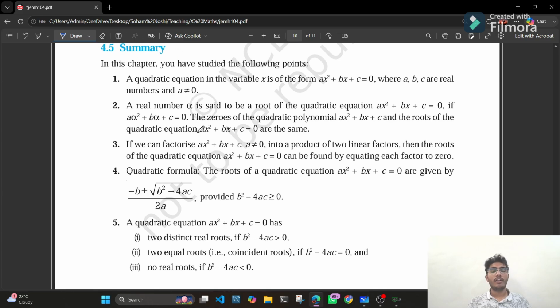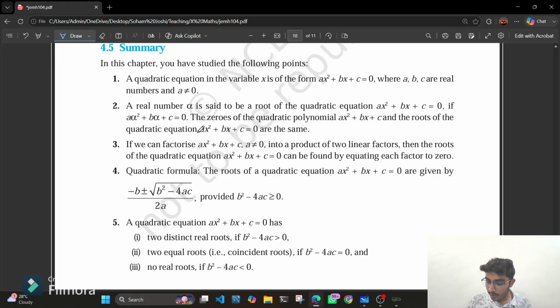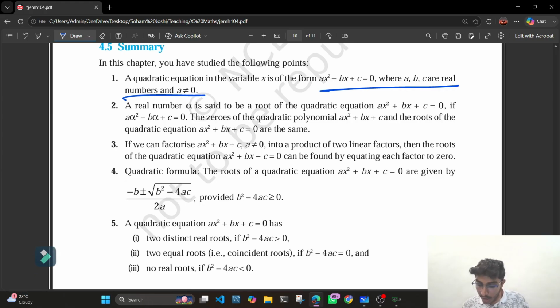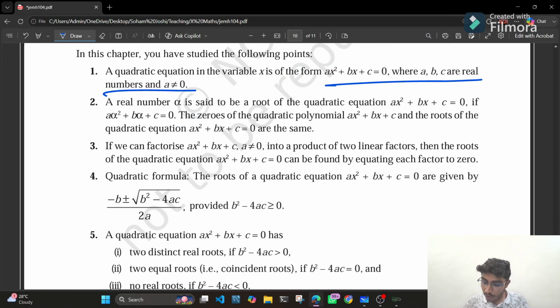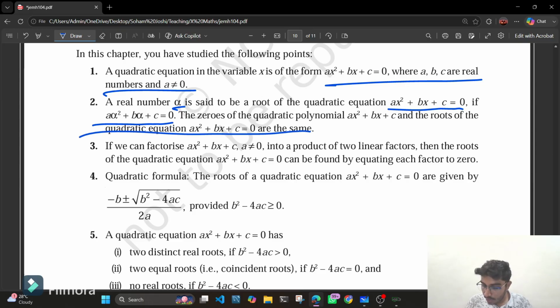We'll just quickly summarize what we have learned in today's video. We have learned that a quadratic equation in the variable x is of the form ax square plus bx plus c, where a, b, c are real and a is not equal to 0. A real number alpha is said to be a root of the quadratic equation ax square plus bx plus c if it satisfies the equation, and it is also called the zero of the quadratic equation. Therefore, the root and the zero are one and the same thing.